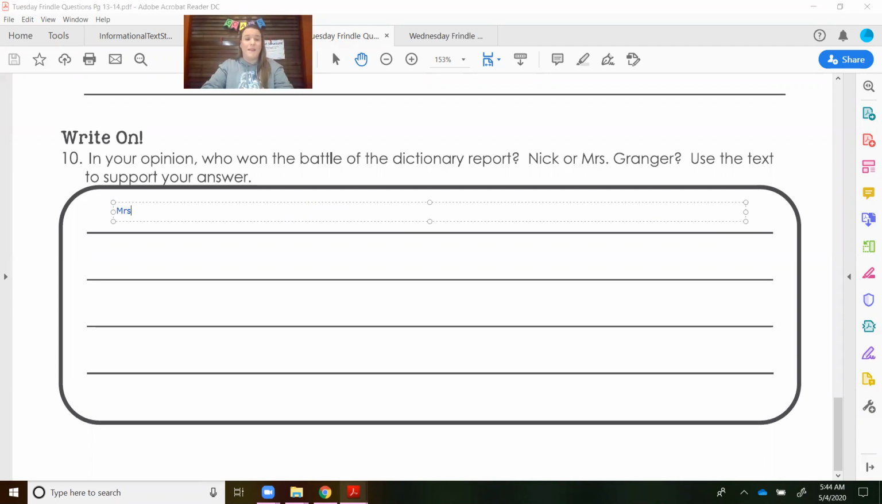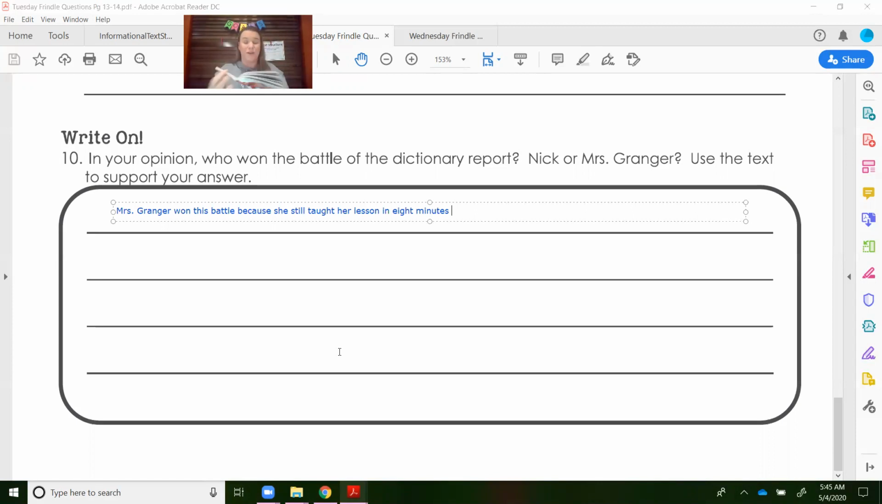I think Mrs. Granger won this battle because, now I'm going to support my answer, because she taught her lesson in 8 minutes. Now, this is exactly from the text. In 8 minutes, she taught her lesson. Poor kids. Those kids had to really rush through all the lessons.